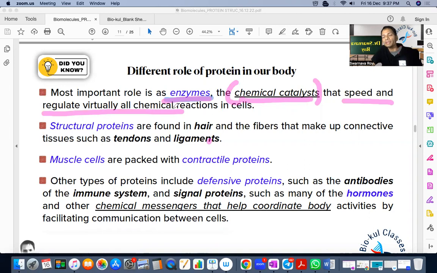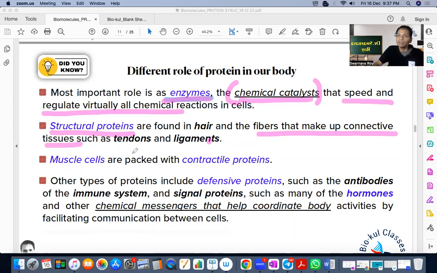We human beings are basically biochemical machines, right? There are thousands of biochemical reactions happening inside a cell, and we cannot survive without biochemical reactions. Proteins also function as structural proteins, like keratin, which is found in hair, and fibers that make up connective tissues, like the tendons.